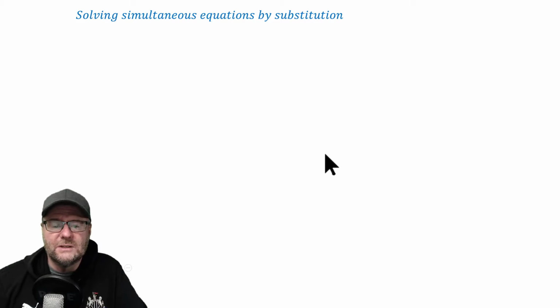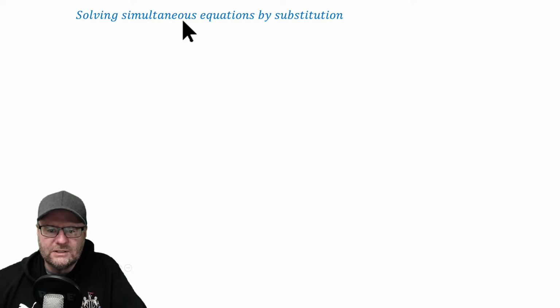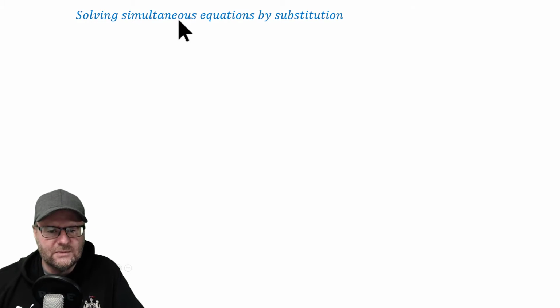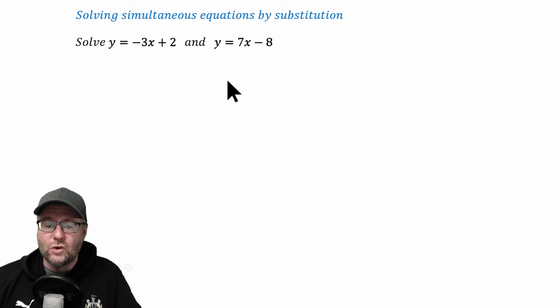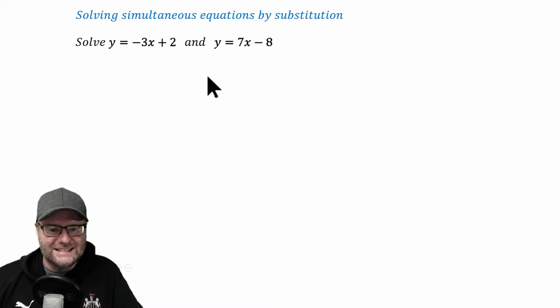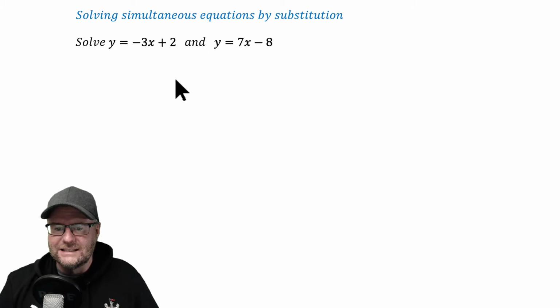Hey, today we are going to be talking about solving simultaneous equations, and we're going to use a technique that we call substitution. Now, simultaneous equations just means I've got two equations happening at the same time and I want to solve them. In other words, I want to find out a value for x and a value for y that makes both of these true at the same time, or simultaneously.